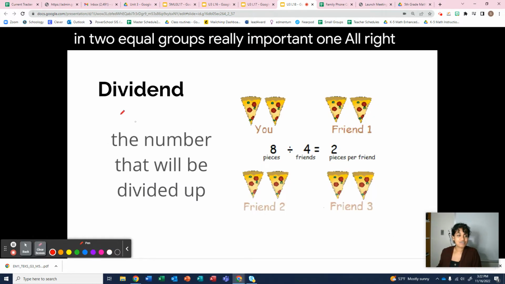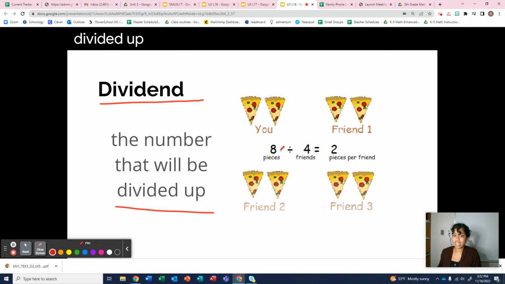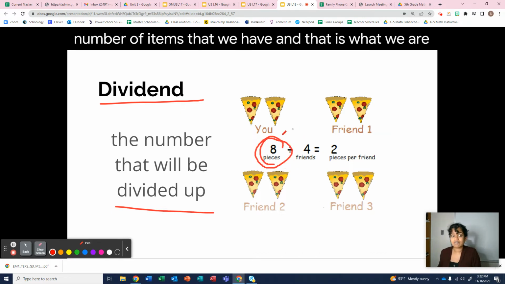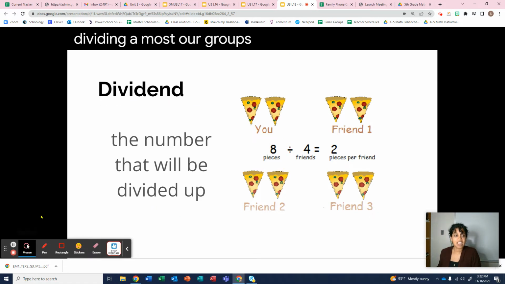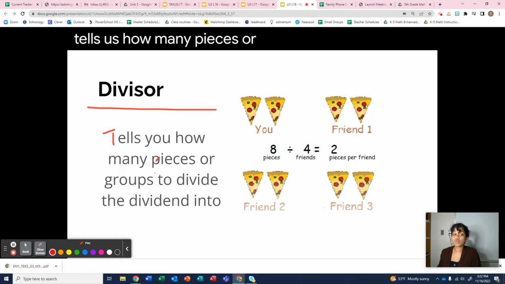All right, and let's go over dividend. So dividend is a number that will be divided up. So that is the original number, or the number of items that we have, and that is what we are dividing amongst our groups. On the other hand, divisor tells us how many pieces or groups to divide the dividend into. How many groups are we creating? How many pieces are we putting into each group?